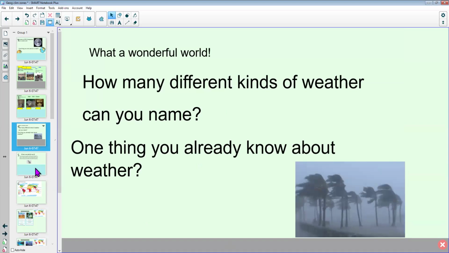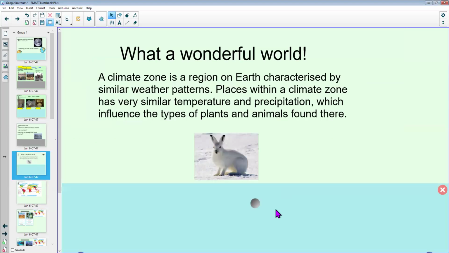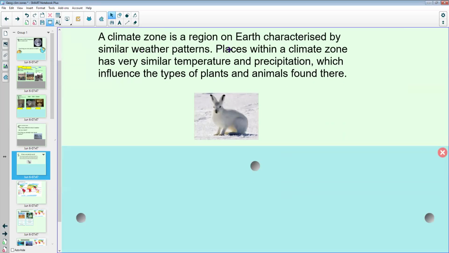And then we talked about what exactly a climate zone is, and we looked at the definition. So a climate zone is a region on Earth characterized by similar weather patterns. So countries, or areas, that are in the same climate zone will have very similar weather patterns within that. So same temperature, similar precipitation. We looked at the definition of this word, and we talked about it influencing the plants and animals found there.